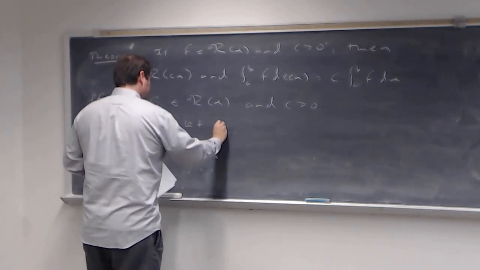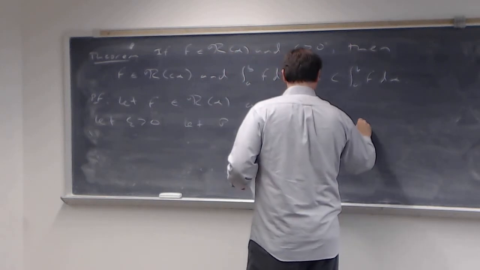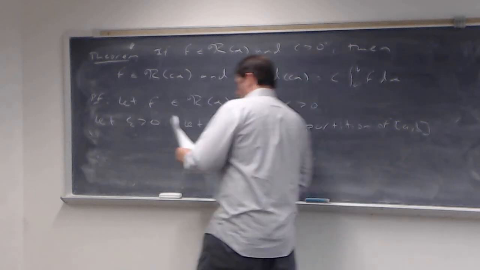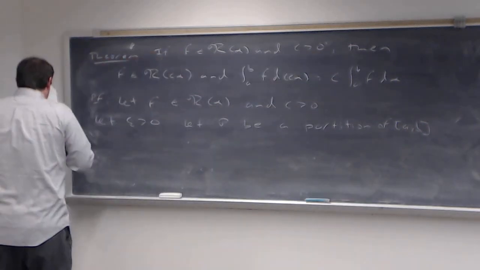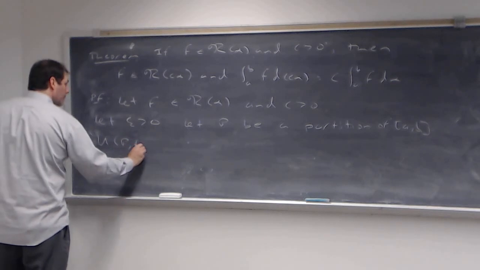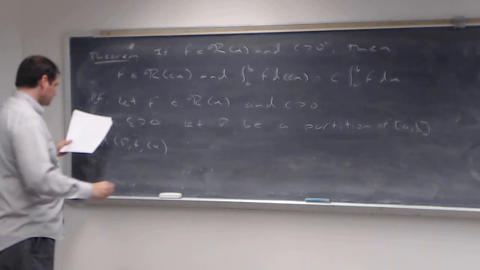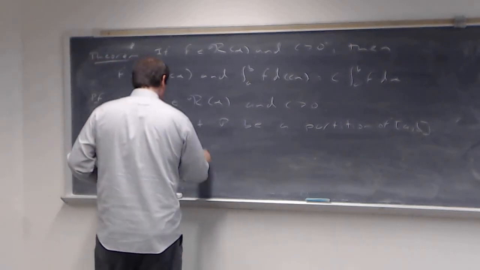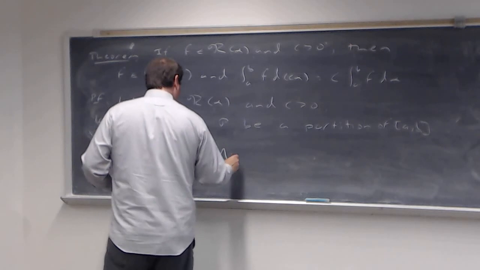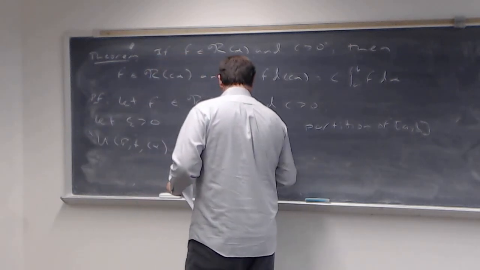Let script P be a partition of A to B. Now, the upper sum with respect to C alpha, that's going to be equal to the sum of this M sub I, where I runs from 1 to n, of delta C sub alpha I.